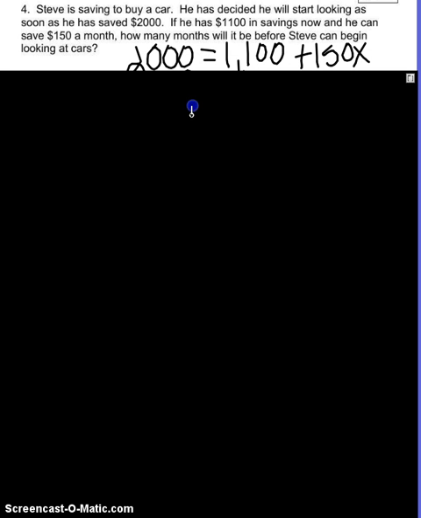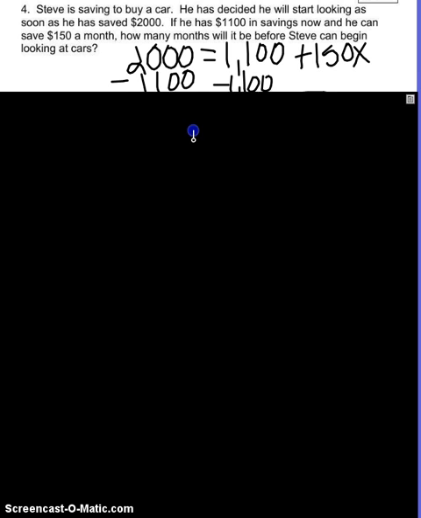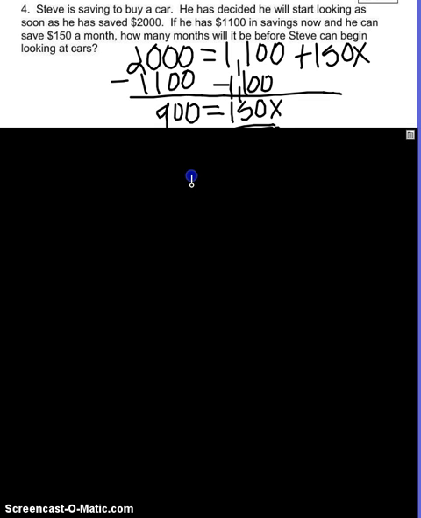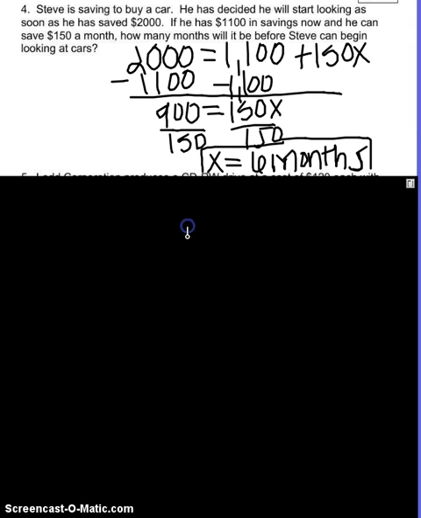So my equation should read 2,000 is equal to $1,100 plus the 150x. And again, that's every $150 per month. So now I'm going to just solve this equation. So in order to get x by itself, I should subtract 1,100 from both sides, and I end up with 900 equals 150x. And the last step in solving an equation, remember, I divide, so I divide both sides by 150, and my answer should end up being that x is equal to 6 months. So it takes Steve 6 months to save up in order to have $2,000 in his savings account. So let's look at number 5.